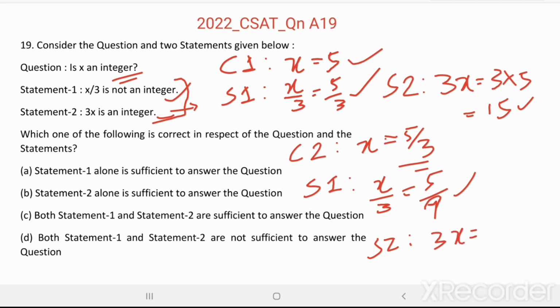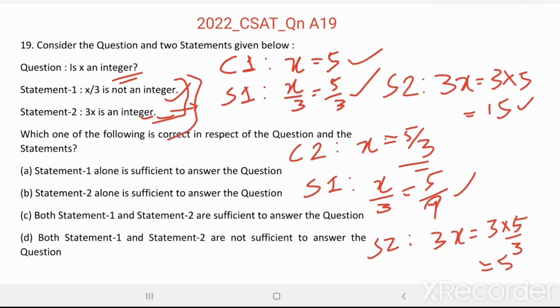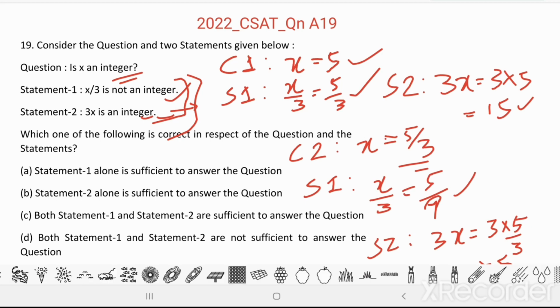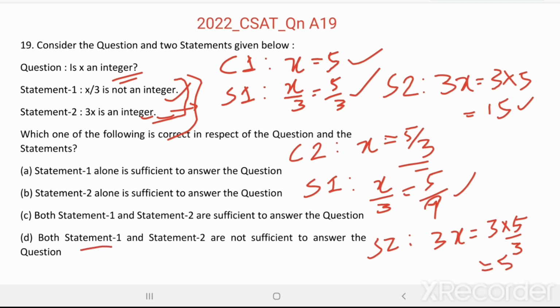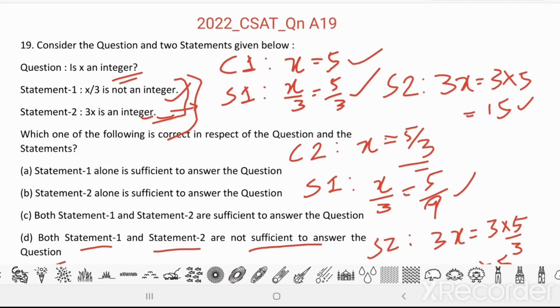Now see statement 2. 3x equal to 3 into 5 by 3 equal to 5. 5 is an integer. So when x equal to 5 by 3, a non-integer, and x equal to 5, an integer, both the statements are satisfied. That means both statement 1 and statement 2 are not sufficient to answer the question, is x an integer? It can be an integer or not.